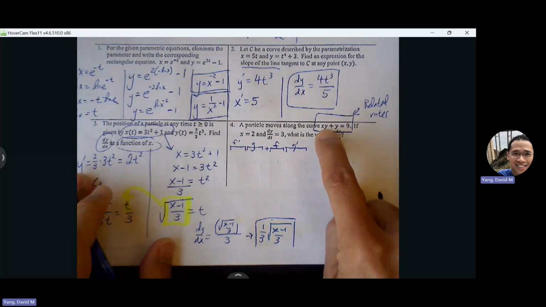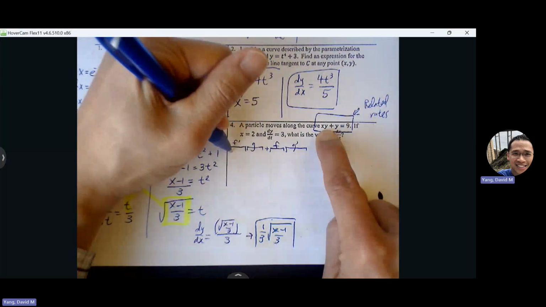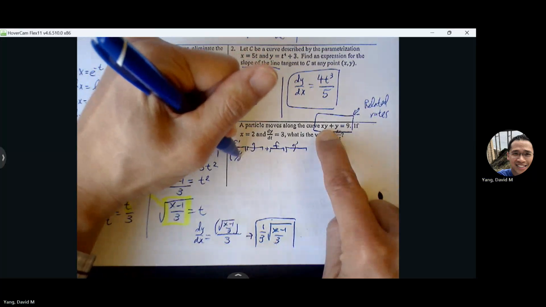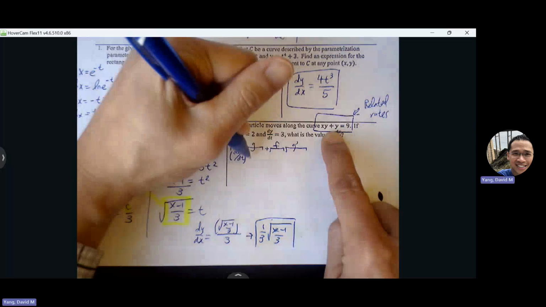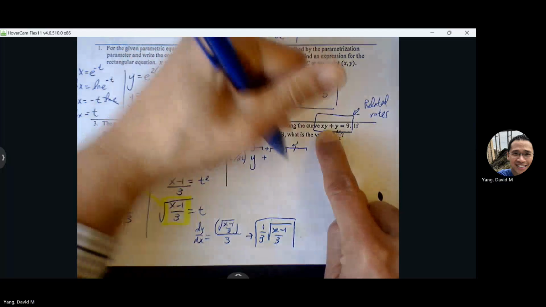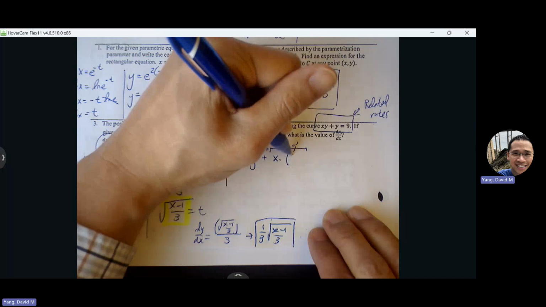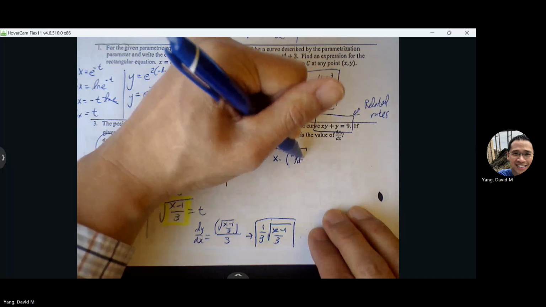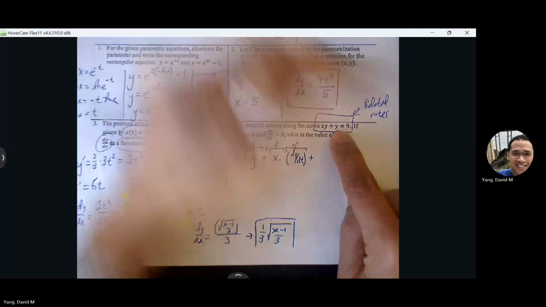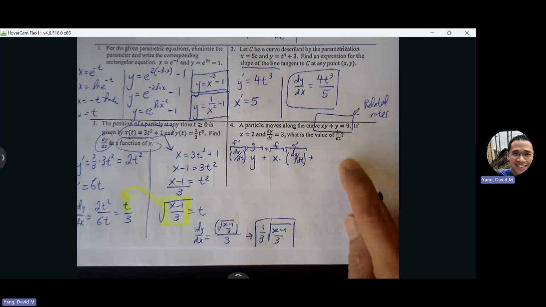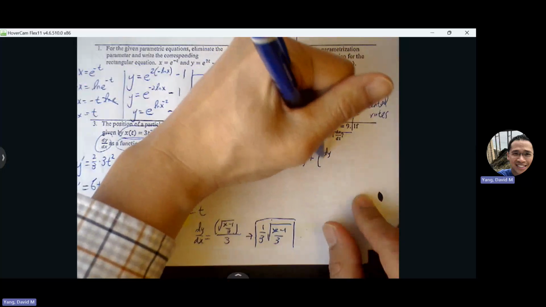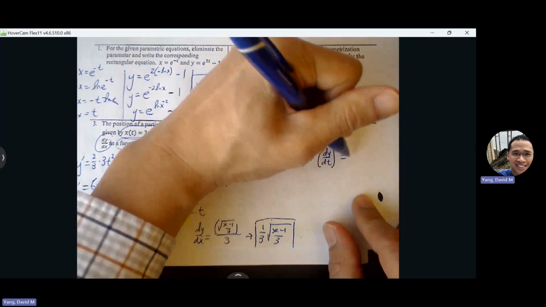So x's derivative is just 1, and then dx/dt. The function stays. f stays, and then g prime, y becomes dy/dt. And here, y is by itself, y's derivative is 1 times dy/dt. And then 9 goes to 0.